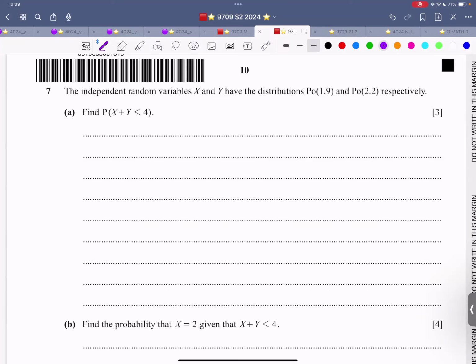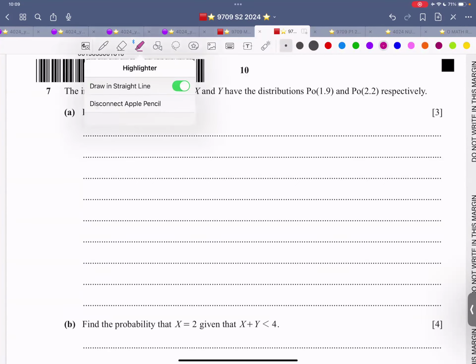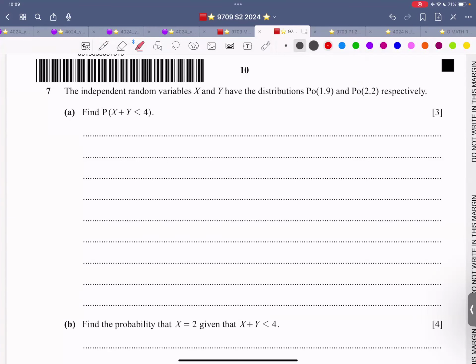Now I'm back. Let's get started with this. It says the independent random variables X and Y have Poisson distributions. So there is X and there is Y. Let me just use red for X, so that I don't make a mistake. And Y is this. And then find the probability X plus Y is less than 4.